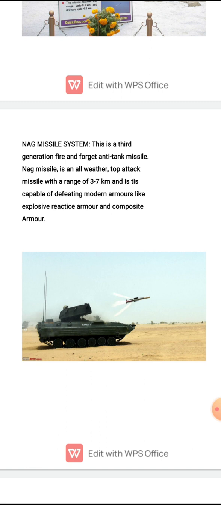Once the target is set for the anti-tank missile Nag, that you have to destroy this particular enemy site or particular enemy position, then whether you have changed your position or the enemy has changed position, it would not impact the missile, it would hit the target. So it is an all-weather missile with the range of 3 to 7 kilometers and is capable of defeating modern armors like explosive reactive armor and composite armors, which means this missile is very powerful. So latest technology and latest armored tanks can also be destroyed by this missile.